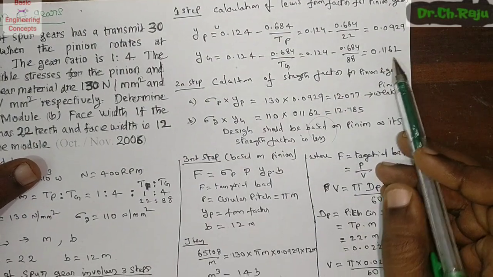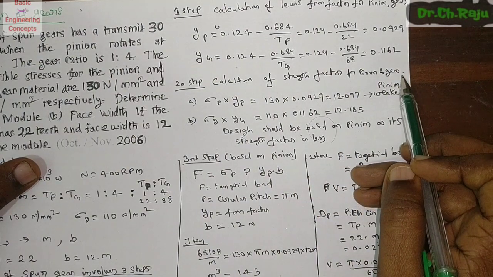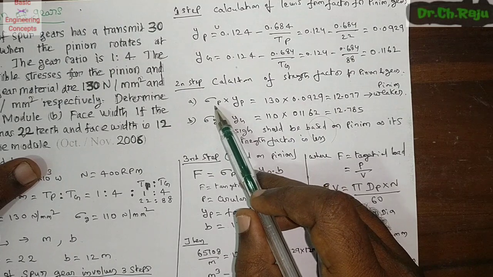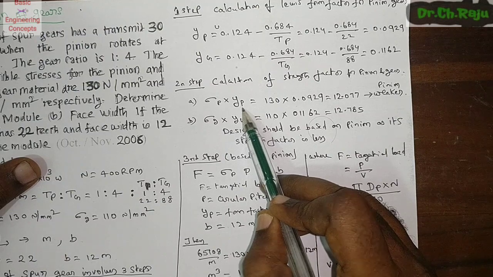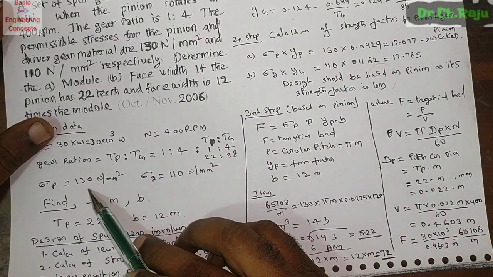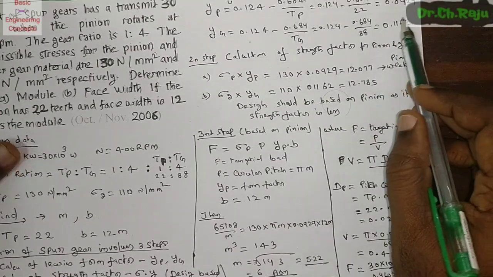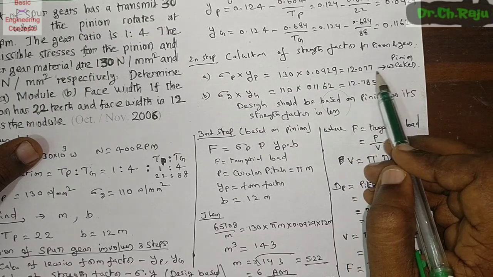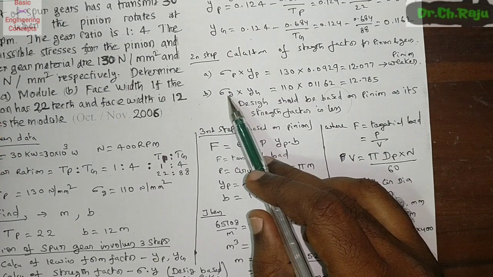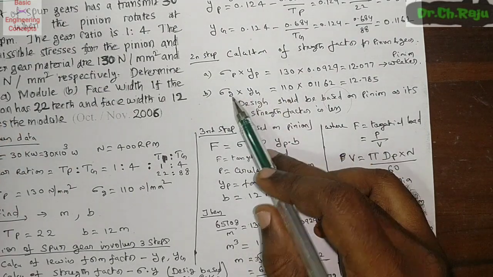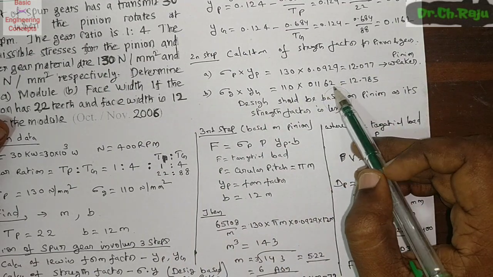After completion of the first step, in the second step is calculation of strength factor for pinion and gear. Here we simply multiply the stress into the form factor, that is stress of the pinion into form factor of the pinion. Stress is given as 130 for pinion and 110 for gear, so 130 into form factor 0.0929 is equal to 12.077, and here for the gear, stress into form factor, that is stress for the gear is 110 and its form factor is 0.1162.